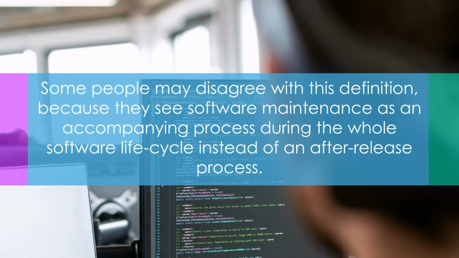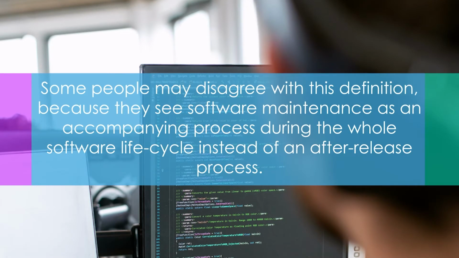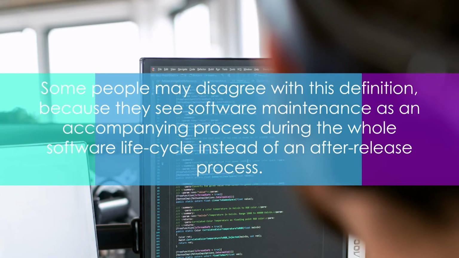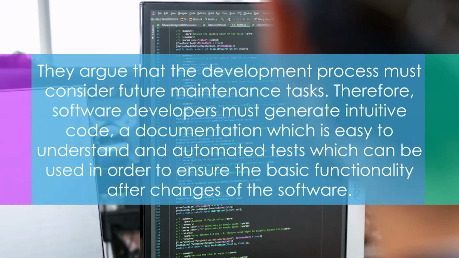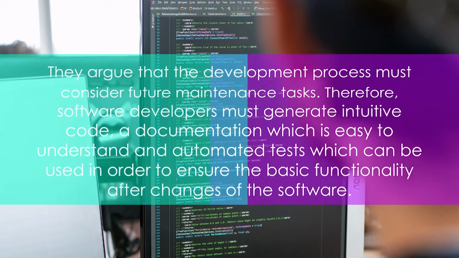Some people may disagree with this definition because they see software maintenance as an accompanying process during the whole software life cycle instead of an after release process. They argue that the development process must consider future maintenance tasks. Therefore, software developers must generate intuitive code, documentation which is easy to understand, and automated tests which can be used in order to ensure the basic functionality after changes of the software.